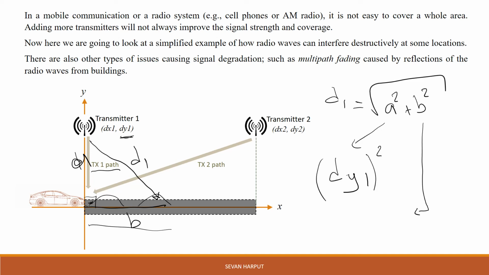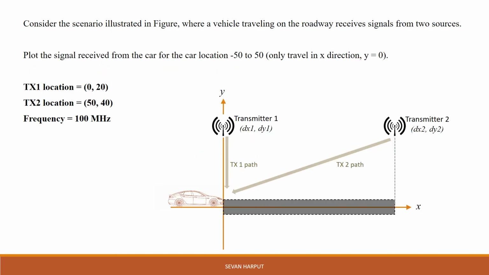Now we are using the x coordinate of the transmitter, which is dx1, and then we subtract the car's location. So we will call it xv. This is the car's location, xv, squared. So as you can see now, if I put them together, let's do it in another slide.